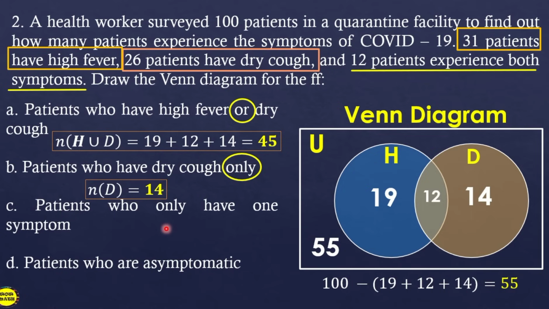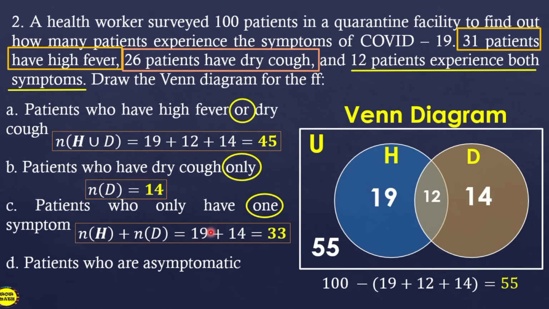Okay? Next, patients who only have one symptom. So, isa lang po yung symptom. So, itong nasa gitna, kung babalikan natin, etong 12, meron silang dalawang symptoms. Meron silang fever, meron silang cough. Okay? So, etong nasa gitna ay hindi po natin isasama kasi meron lang daw one symptom eh. So, ibig sabihin, it's either high fever or dry cough. Okay? So, i-add lang po natin si 19 plus 14 and that is 33. And then, patients who are asymptomatic, so na-solve na natin yan kanina. Ilan yung patients na walang symptoms? We have 55.